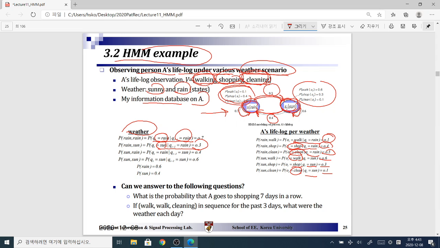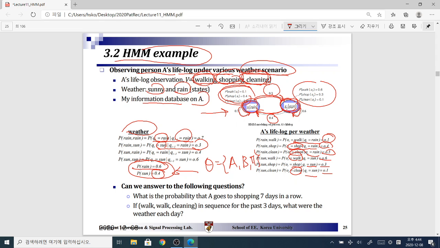So now we have a complete HMM model. Well, I missed out the initial probability. So let's just say that in terms of the weather, 60% of the weather happens to be rain, and 40% happens to be sunny. So these are the initial probabilities for the states. Now the HMM model has all the essential parameters: the transition probability A, the emission probability B, as well as the initial probability.